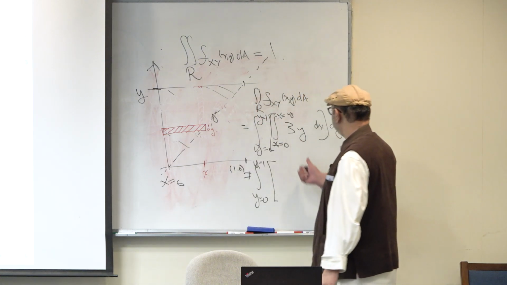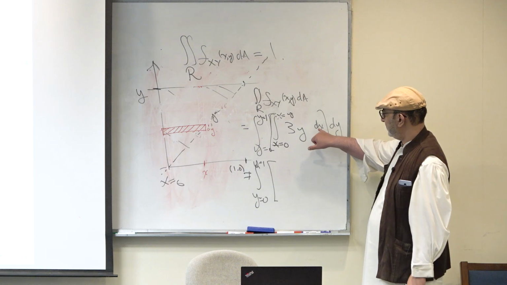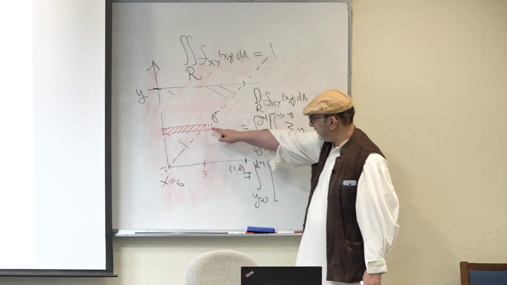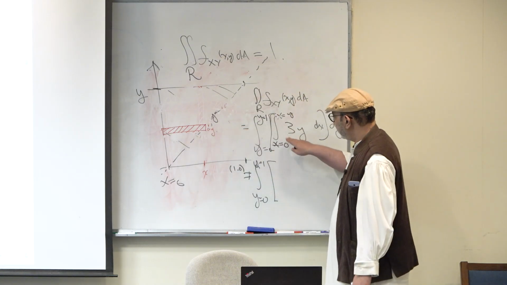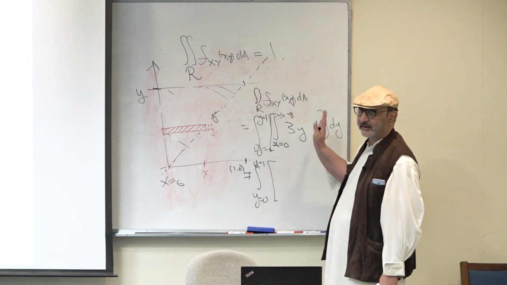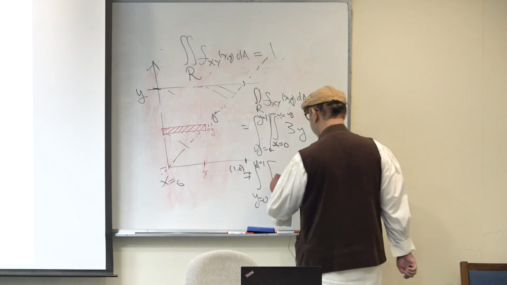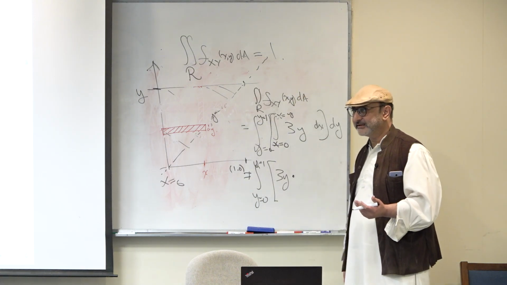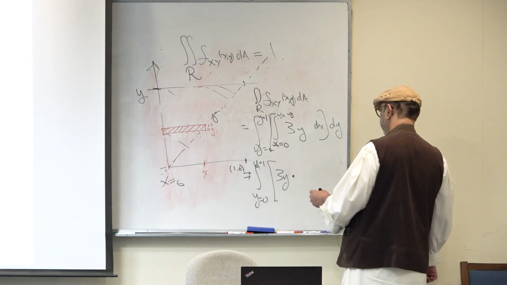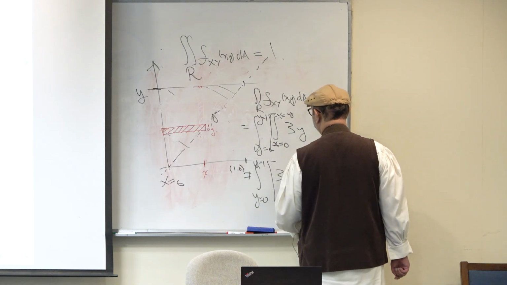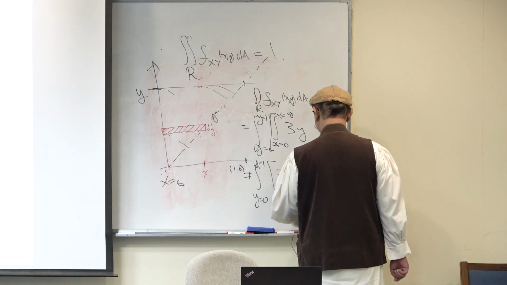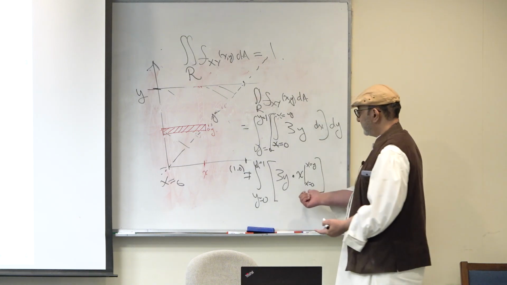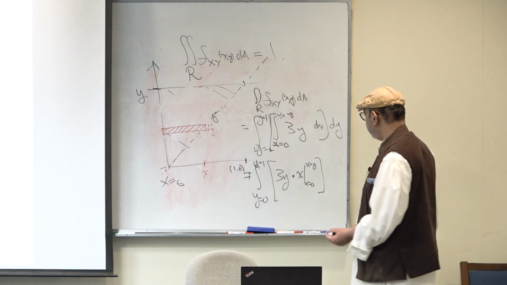Now, you're integrating with respect to x. So you're integrating over this strip. Your y is fixed, so 3y is a constant. I can pull the constant outside. 3y times, what's the integral of 1 dx? It's just x. And this x is supposed to be evaluated at x equals 0 and x equals y. That's the result of the inner integral, right?